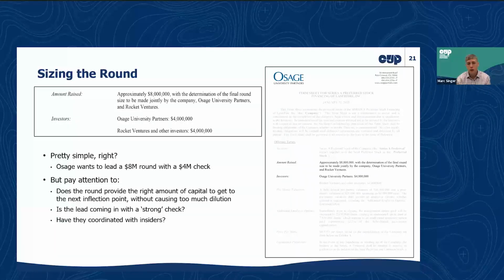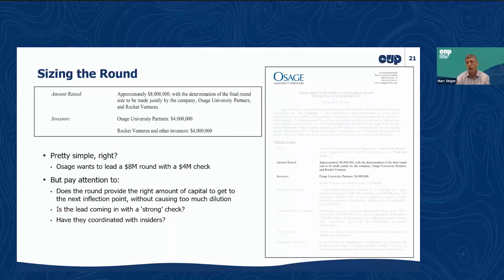Then this general part of the term sheet, we'll also talk about how much the lead investor is putting in and how much is expected from other investors. So in this sample term sheet, OUP is putting in $4 million of the 8. You generally want to make sure your lead investor who is setting the terms is putting in a fairly significant part of the round. That's usually about half the round. It could be as much as the full round. Every once in a while, it might be a quarter of the round.